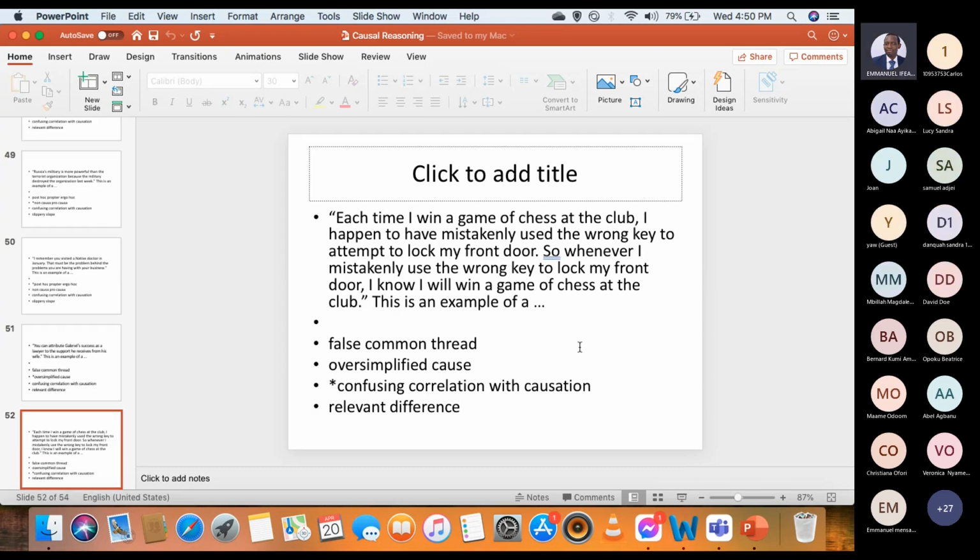Each time I win a game of chess at the club, I happen to have mistakenly used the wrong key to attempt to lock my front door. So whenever I mistakenly use the wrong key to lock my front door, I know I will win a game of chess at the club. This is an example of what? False common thread, oversimplified cause, confusing correlation with causation, relevant difference. So that's confusing correlation with causation. Even if they are correlating, it doesn't mean that there's a causal relationship between them.